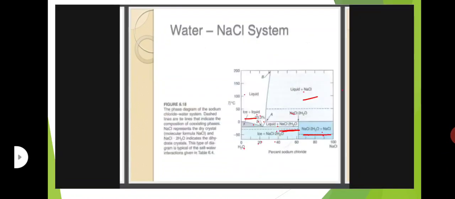Next is the water NaCl system. The phase diagram of the sodium chloride water system. Dashed lines or tie lines indicate the composition of coexisting phases. NaCl represents the dry crystal, and NaCl·2H2O indicates the dihydrate crystals. This type of diagram is typical of salt water interactions.